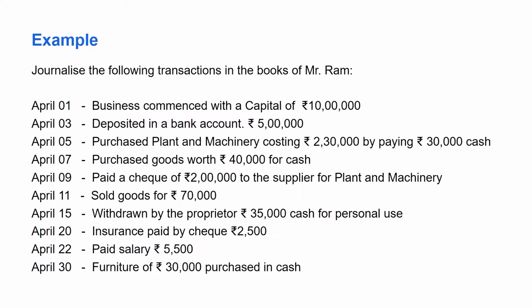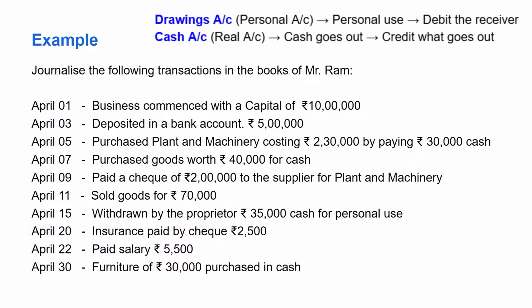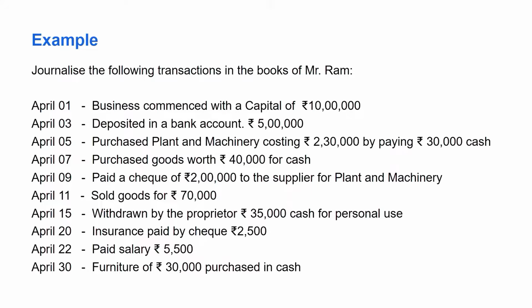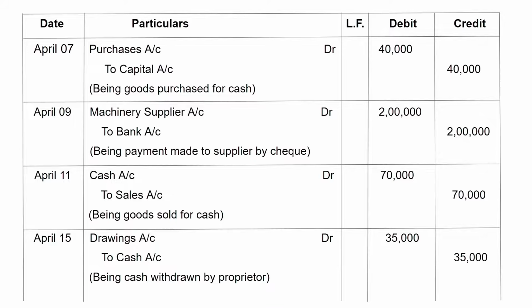And the next transaction is April 15, withdrawn by the proprietor rupees 35,000 cash for personal use. Here the two accounts are drawings account and cash account. Drawings account, it is a personal account and owner is the receiver. So debit the receiver. And cash account, cash is real account, cash goes out of the business. So credit what goes out. So we record it as April 15, drawings account debit 35,000 to cash account 35,000, being cash withdrawn by proprietor.